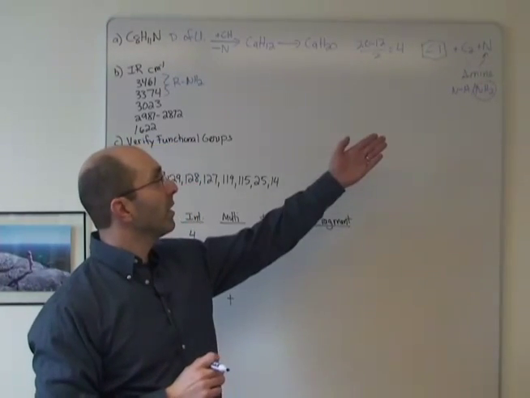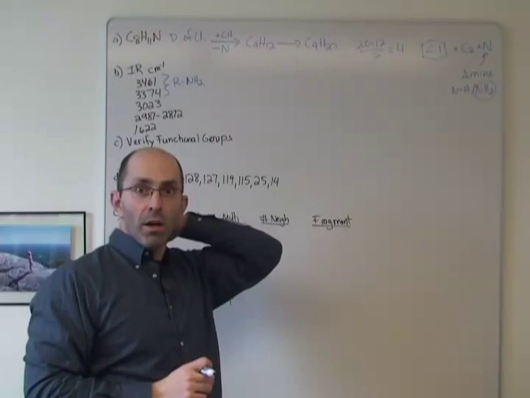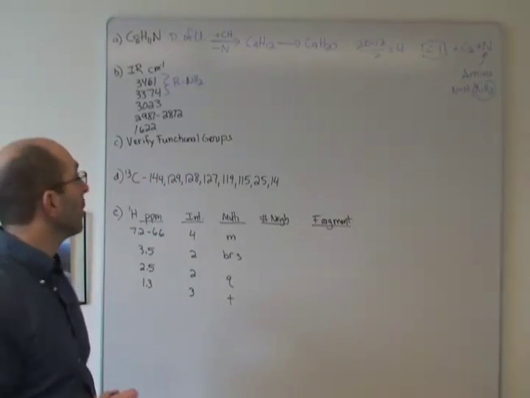If it's a primary amine, NH2, and a benzene ring, then we just have 2 other carbons to place and we're done.